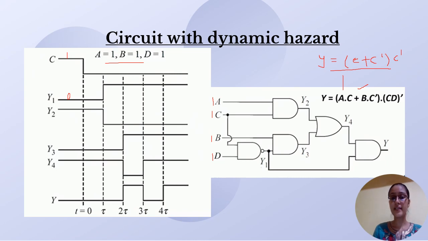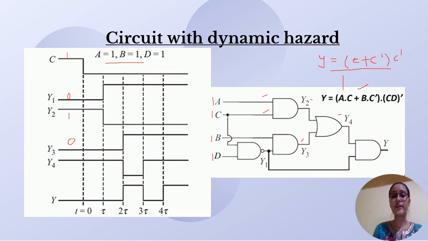Y2 is nothing but A and C. A and C is 1, 1, so the output of Y2 will be 1. Y3 is nothing but B and Y1. Y1 is already 0 and hence Y3 will be 0 due to the AND gate we have, that 0 condition. And Y4 is the OR gate.